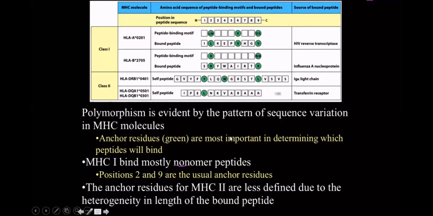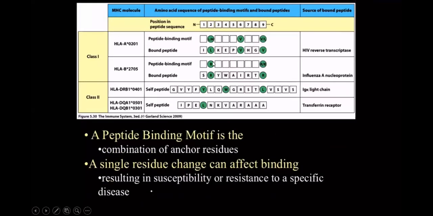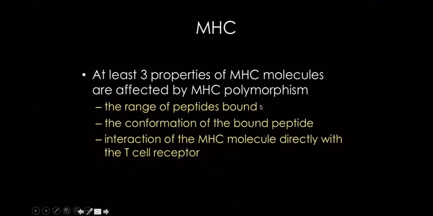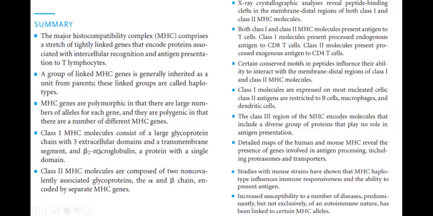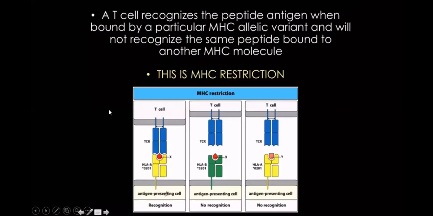Concentrate on this. You read the text here and you go into that. The different amino acids, different residues, changes, variability in the locations of class 1, class 2 constitute a different combination of anchor residues, peptide binding motif. A single residue change can affect susceptibility and specific resistance. So in summary, there are at least 3 properties of the MHC molecule: range of peptides bound, conformation, and interaction with the MHC molecule also changes. So we have come to the end of the class.